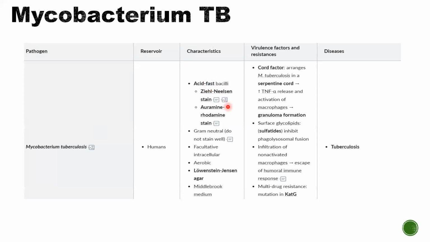It has its own agar, which is called Löwenstein-Jensen. I'm only going to mention the important things. You don't need to know all of this, but this is just a very good summary. You need to know that it's called acid fast, and you need to know that it's Löwenstein-Jensen agar. This is the agar that we use to identify Mycobacterium tuberculosis. Now, the most important part about TB is its virulence factors. The most important thing to know about TB is that it has a virulence factor called the cord factor.